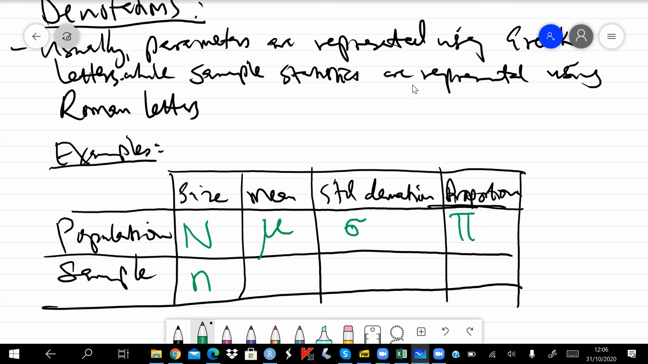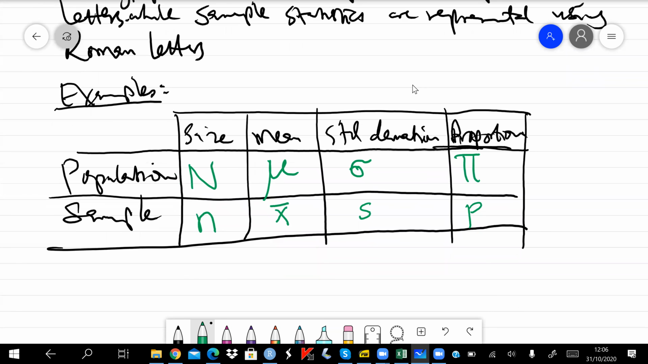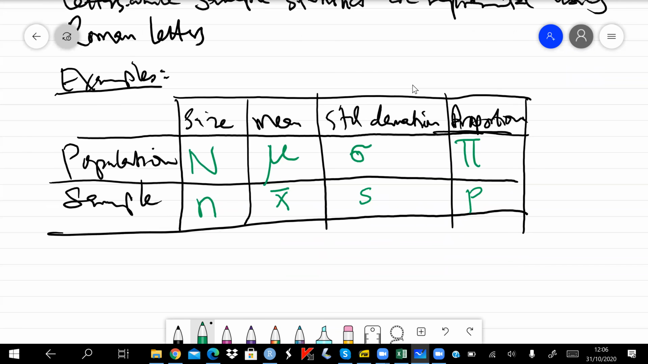Then the sample mean is denoted using x bar, assuming the variable of interest or the measurements are denoted by x. If the measurements were denoted by y, it would be y bar and so on. The sample standard deviation is denoted by small letter s. And the sample proportion will be denoted by small letter p. So these are some of the symbols that we shall be using in the context of statistical inference. Any question there?